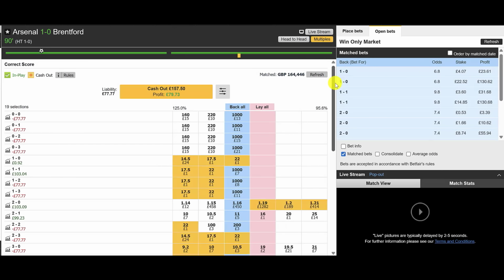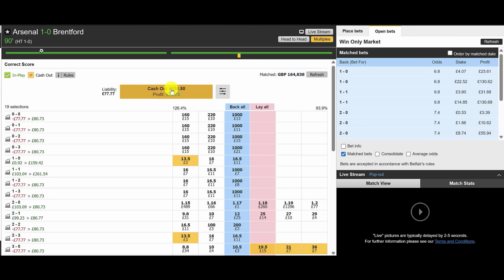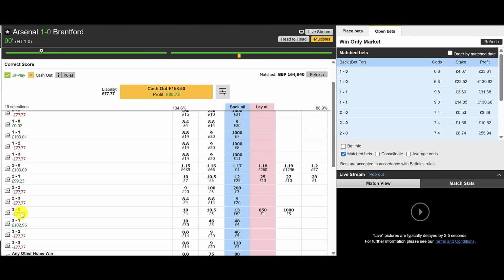91 minutes on the clock. Arsenal have just doubled the lead. Saka has just, well, I say he's put the ball in the net. I mean, the ball's just barely crossed the line. But anyway, the goal counts. So that puts us on 2-0. We don't have any further green on a 3-0.